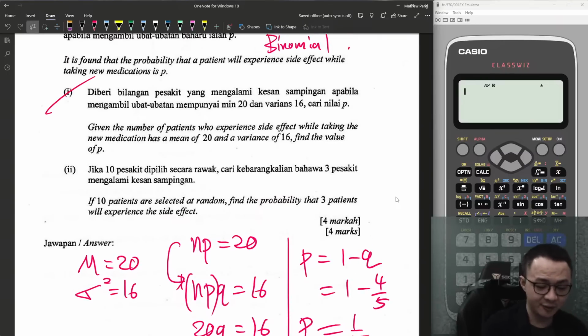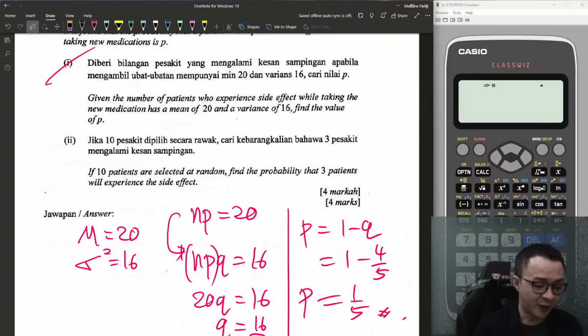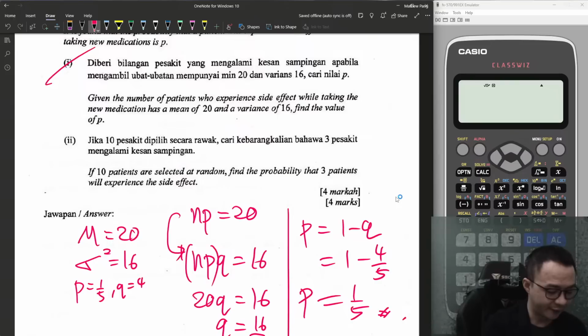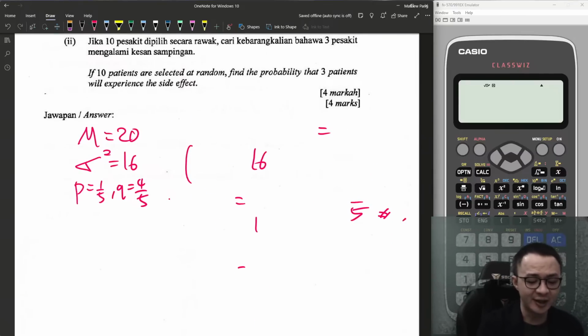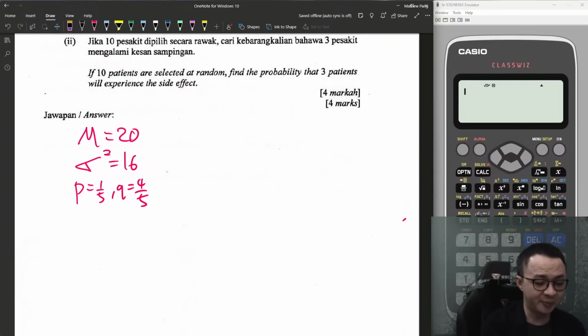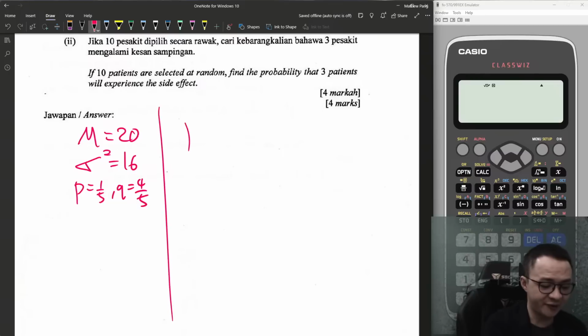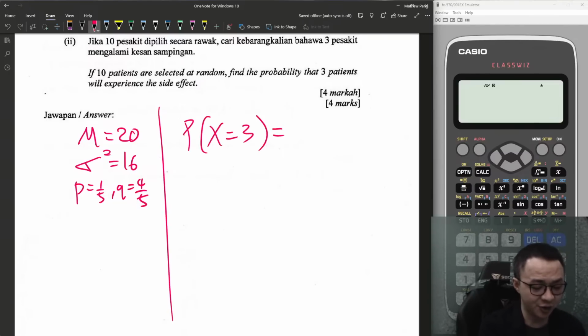So yeah, I believe it's 2 marks maybe. Once I get the P, I write down P is 1 over 5, Q is 4 over 5. If 10 patients are selected at random, find the probability that exactly 3 patients will experience the side effect. Alright, let's see. X is the number of patients who experience side effect, so X equals 3.